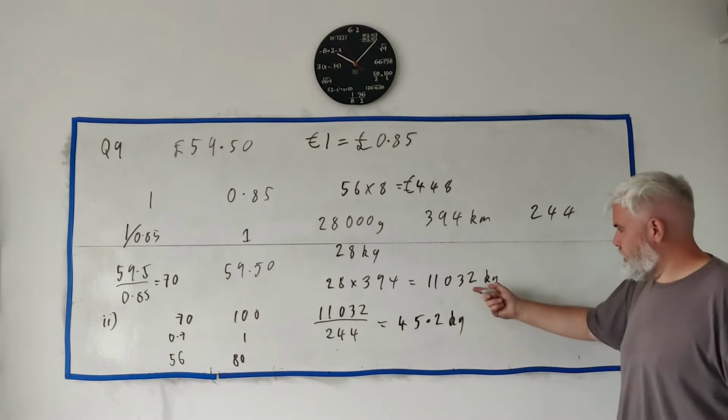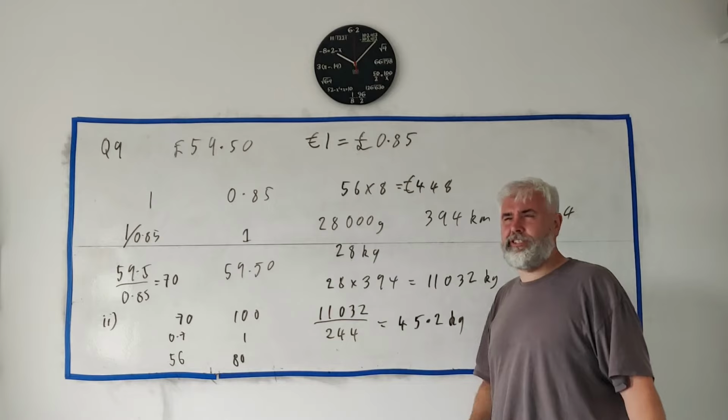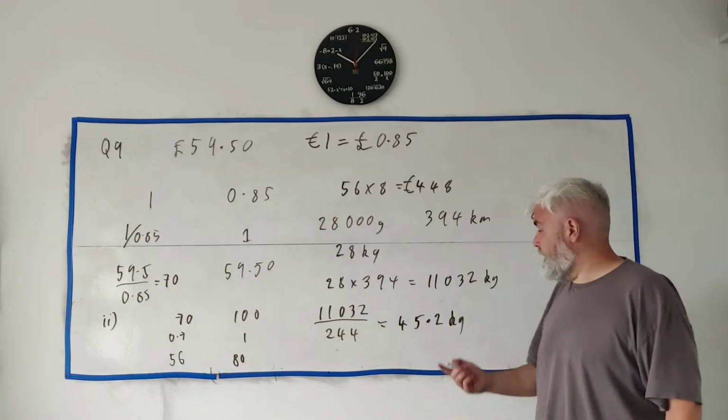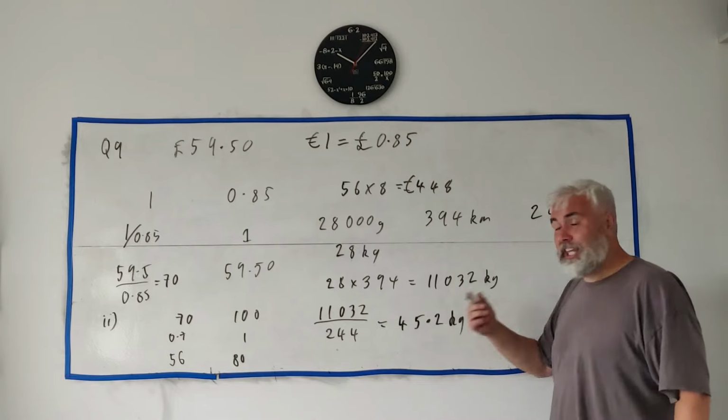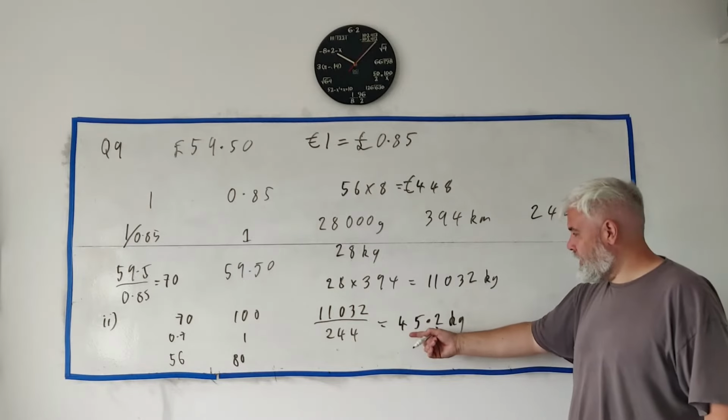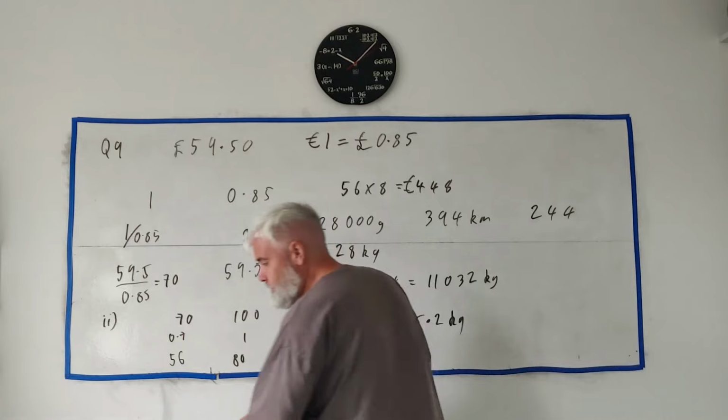These are big numbers for a plane. Remember, a litre of milk is about 1 kilo. That's 11,000 litres of milk. Each person, you're responsible for 45 kilograms of that.